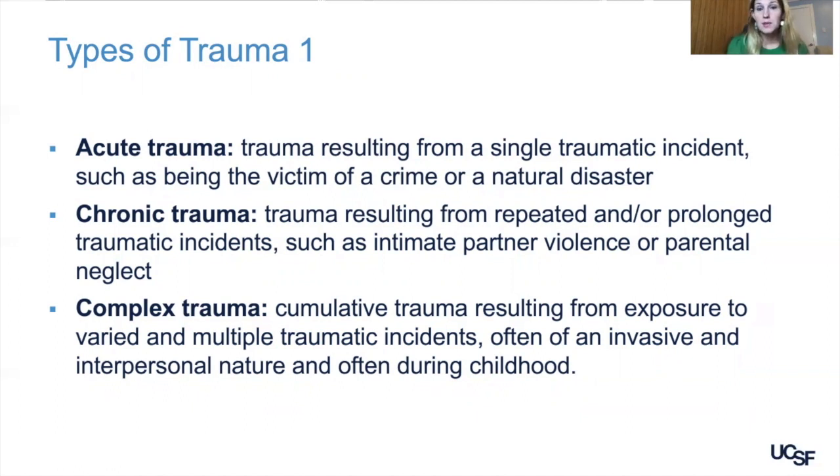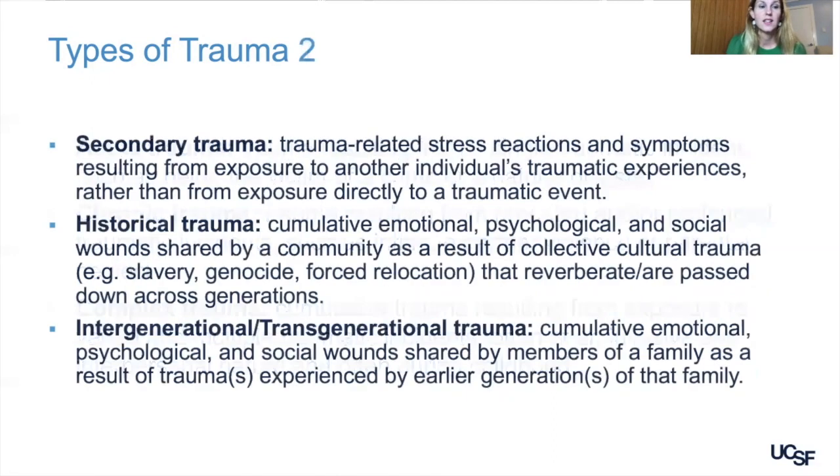So there's acute trauma resulting from a single traumatic incident, such as the victim of a crime or a natural disaster. There's chronic trauma resulting from repeated or prolonged traumatic incidents, such as intimate partner violence. There's complex trauma. Cumulative trauma results from exposure to varied and multiple traumatic events. And this could be a combination of acute and chronic trauma, and it often starts in childhood.